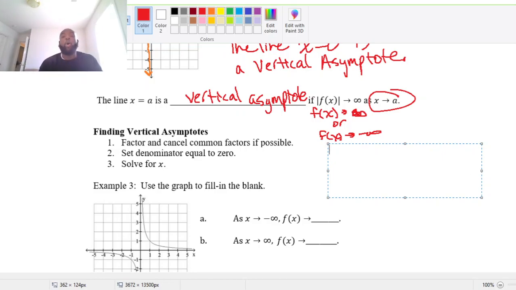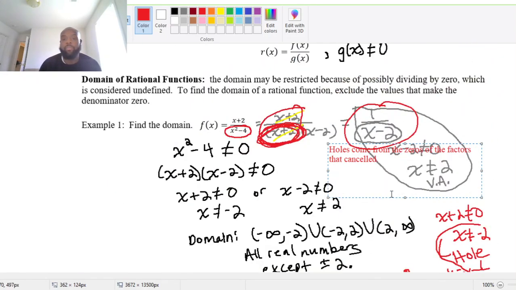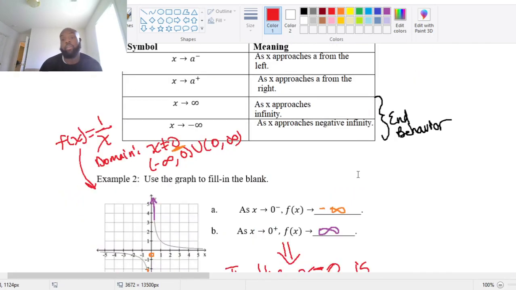All right. To find your holes, I'm just going to write this statement. Holes come from the zeros of the factors that canceled. Okay, so it's the zeros of the factor that cancel. Anyway, holes come from the zeros of the factors that cancel. So the x plus 2, that was a factor that canceled, right? And so the zero of that is negative 2. It only has one zero.